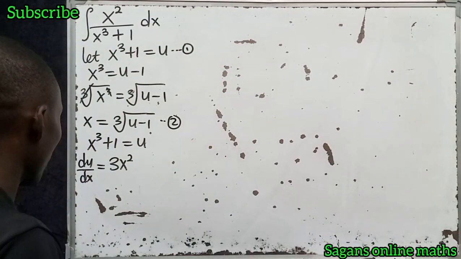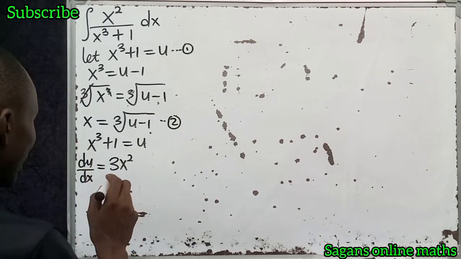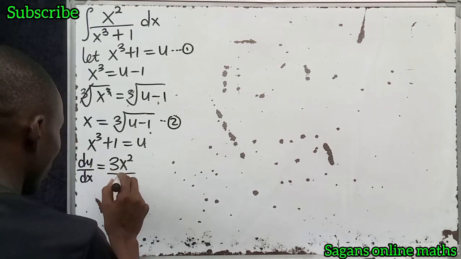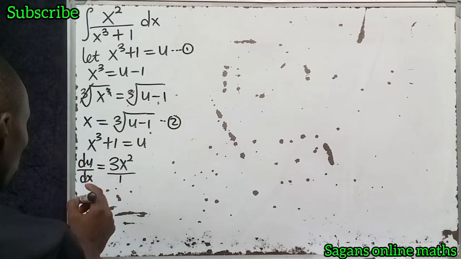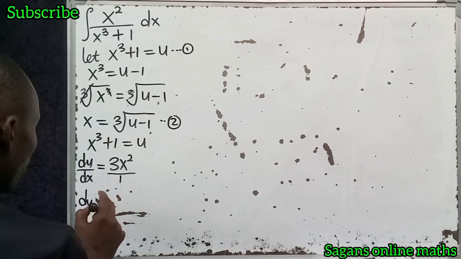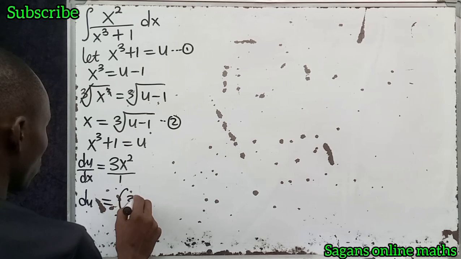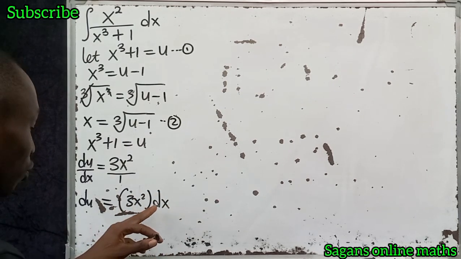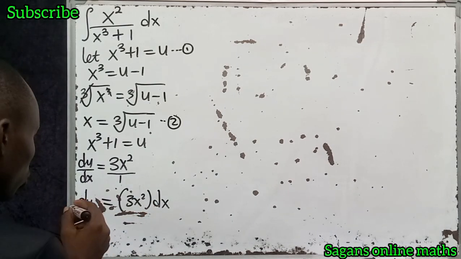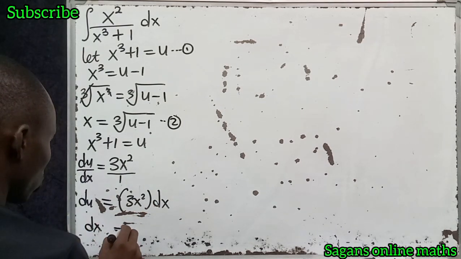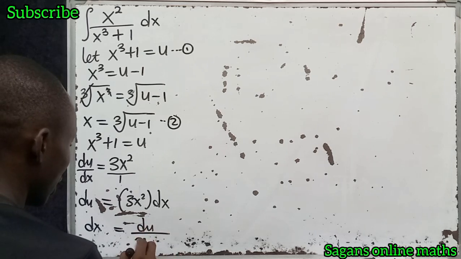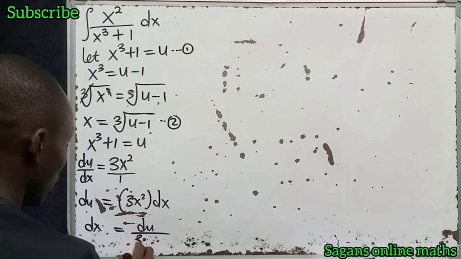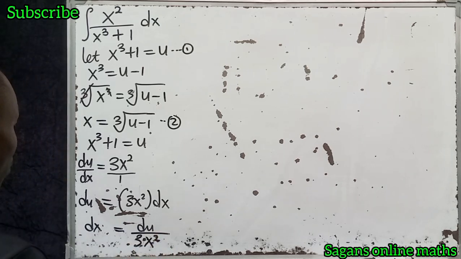Now, from this point, let's make dx the subject of the formula. Don't forget that the denominator of this 3x squared is 1. By cross multiplying, 1 times du equals dx times 3x squared. Now at this point, what you're going to do is to make dx the subject of the formula. So let's divide both sides by 3x squared. If we do that, we're going to see that dx is equal to du divided by 3x squared, because I divided both sides by 3x squared. Now this is dx, so we can call this equation 3. Wow, this is amazing.